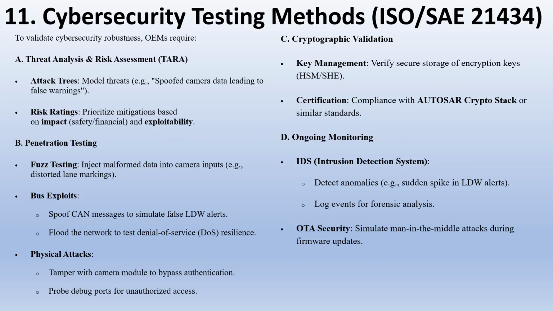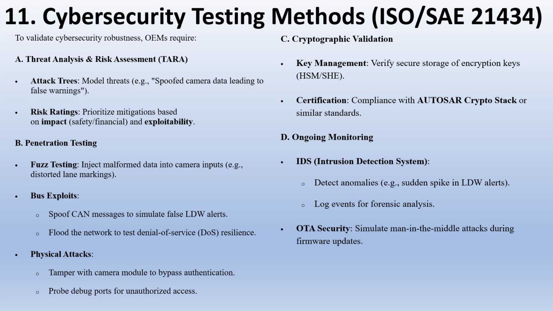Now, what are the main cyber security testing methods? What is the main standard of cyber security testing? It is ISO or SAE 21434. All right. First is threat analysis and risk assessment. Attack trees. Model threats, example spoofed camera data leading to false warnings. Next is risk ratings. Prioritize mitigations based on impact and exploitability. This comprises the threat analysis and risk assessment.